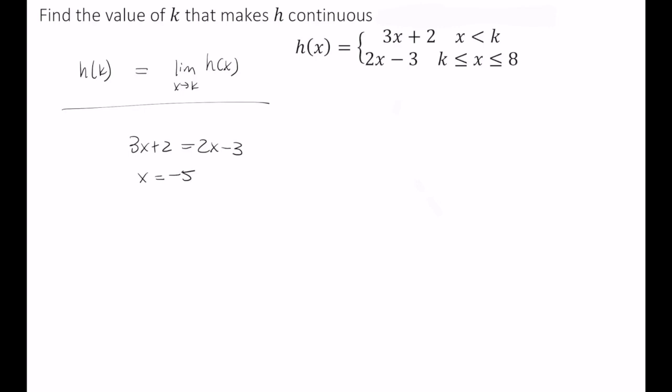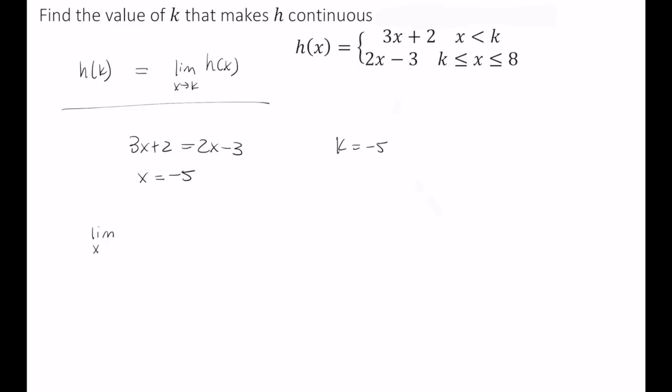So this tells me as long as k equals -5, this linear equation and this linear equation will connect at that point. That's when k equals -5, so when x is -5, and this will ensure this function is continuous. And now to double check, let's check the limit portion of continuity.